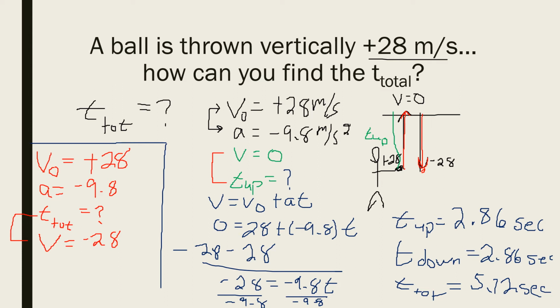Oh, does this work? Let's see. V equals V0 plus AT. Negative 28 equals 28 plus negative 9.8 t. Curses, I am out of space. Minus 28 from both sides.